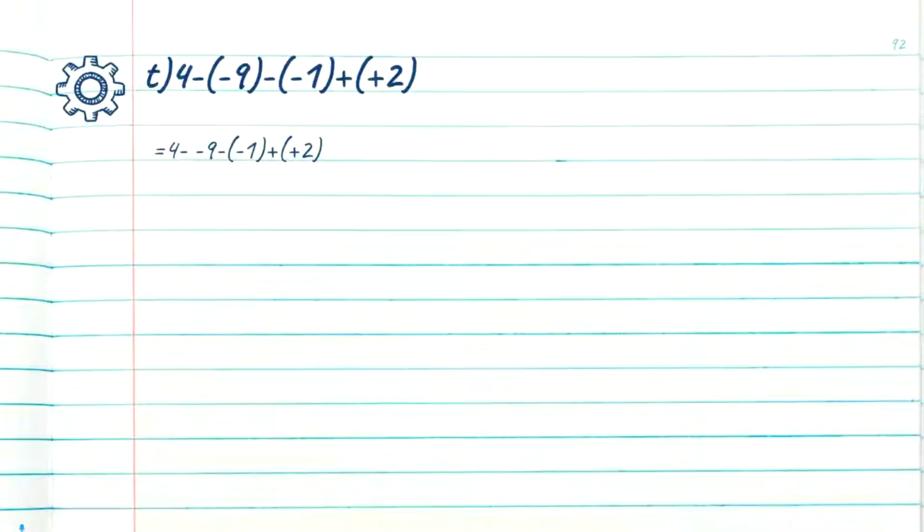The two signs that are beside each other currently are both negative. Since they're the same, we can go ahead and reduce that to a positive. So our new line is equal to 4 plus 9 minus a negative 1 plus a positive 2.